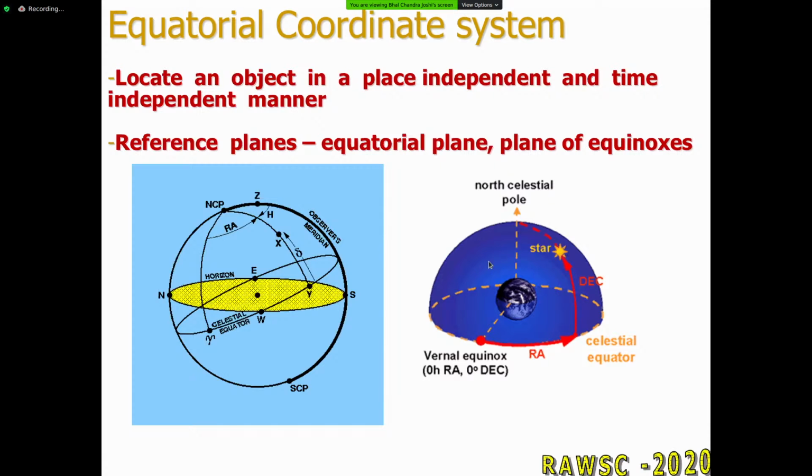Does anyone know how big is GMRT, the Giant Meterwave Radio Telescope? 45 meters. Right. So it's 45 meters. Good. I'm happy to hear that at least somebody knows how big GMRT is. So, as you can see, a typical radio telescope is very, very large compared to optical telescopes.